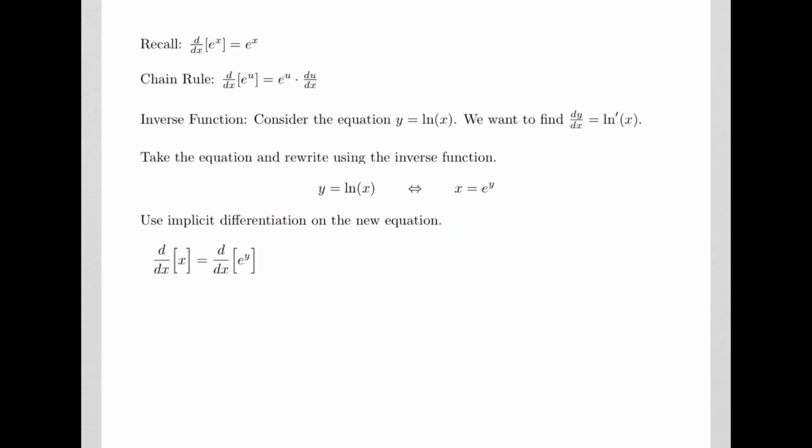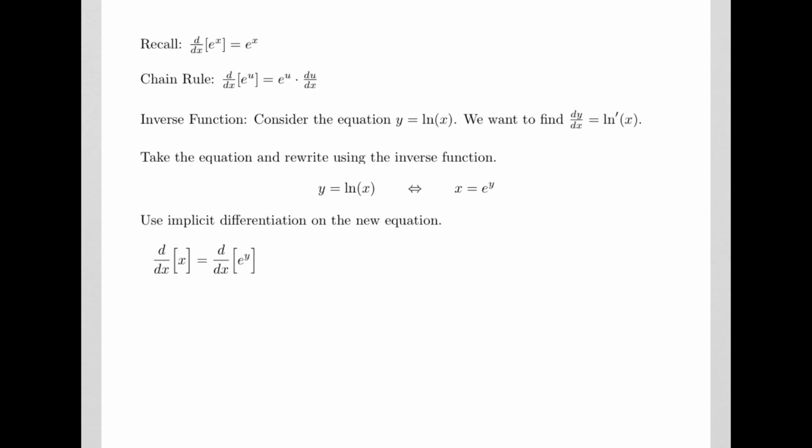Our second big example of using implicit differentiation to find something important is that we're going to find the derivative of the logarithm. Now the logarithm is the inverse function of an exponential, so we start with our basic facts. We know how to find the derivative of e to the x. The derivative of e to the x is e to the x. If I use the chain rule and I have some other function other than just x, e to the u, my derivative is e to the u, chain rule, times du dx. So that's where we're coming from.